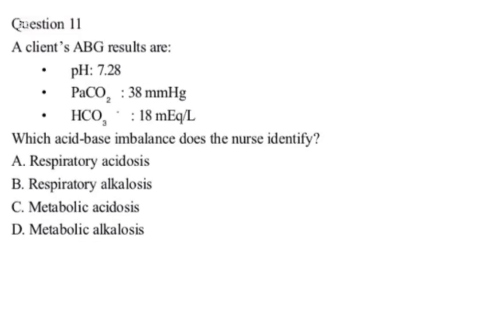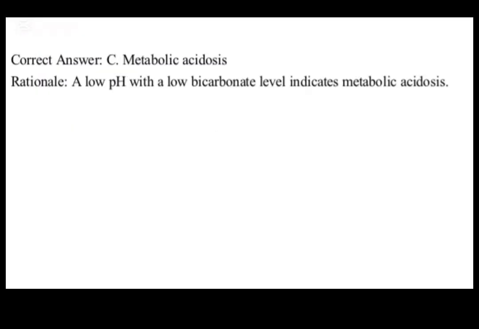Question 11. A client's ABG results are: pH, 7.28. PaCO2, 38 mm of mercury. HCO3, 18 milliequivalent/L. Which acid-base imbalance does the nurse identify? A. Respiratory acidosis. B. Respiratory alkalosis. C. Metabolic acidosis. D. Metabolic alkalosis. Correct answer, A. Naloxone. Rationale: naloxone reverses opioid overdose, improving ventilation and reducing carbon dioxide retention.